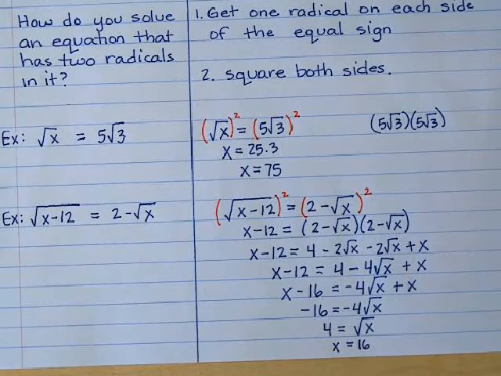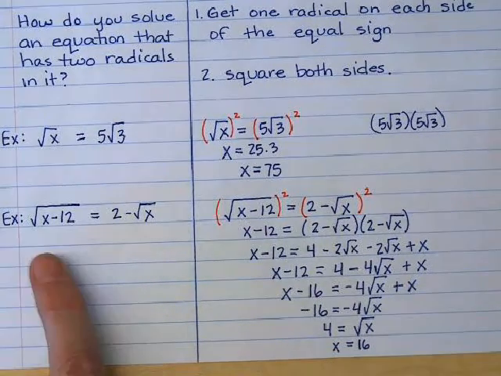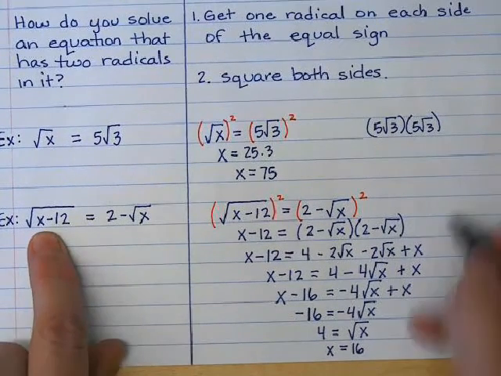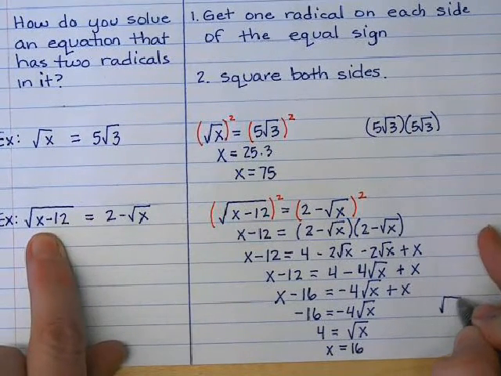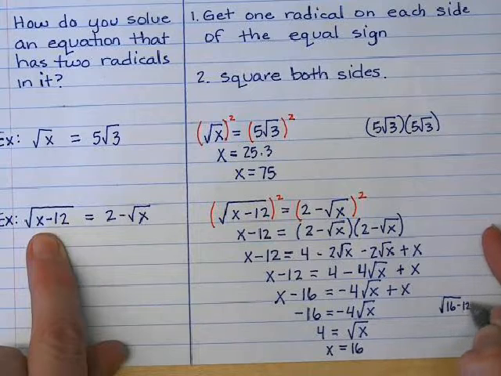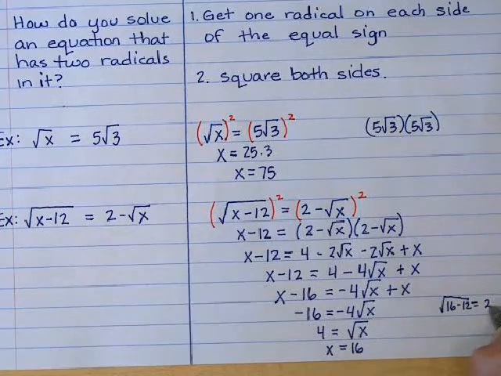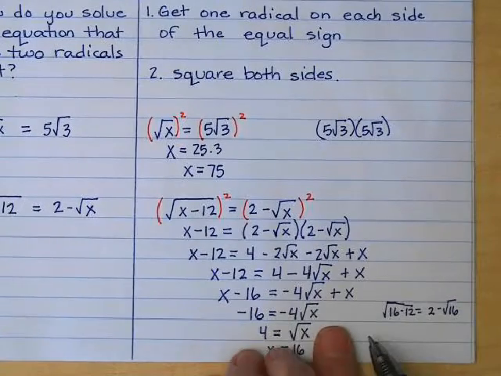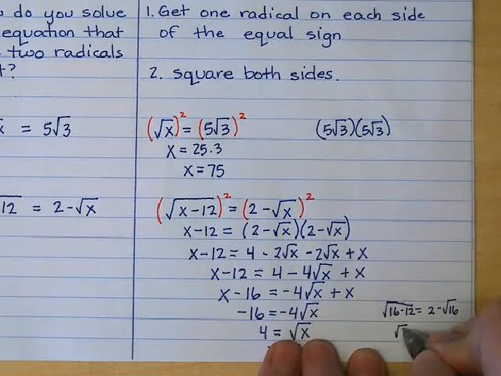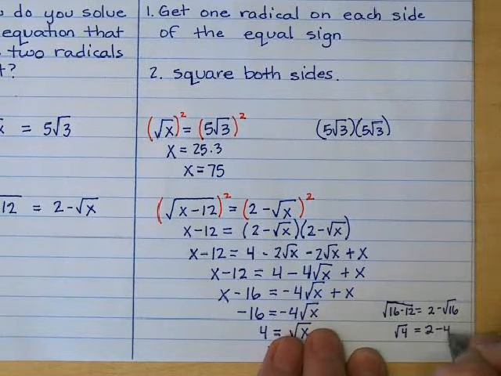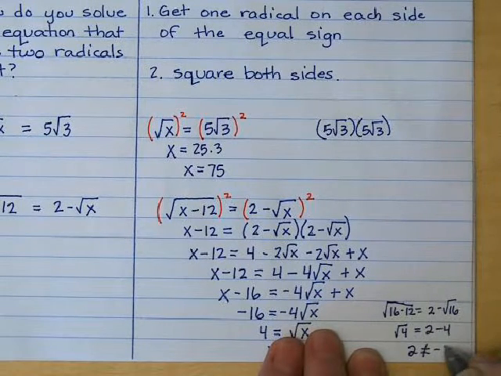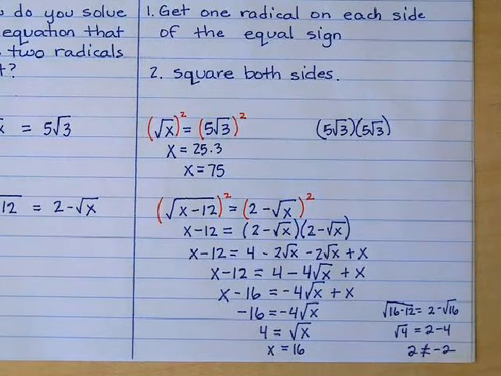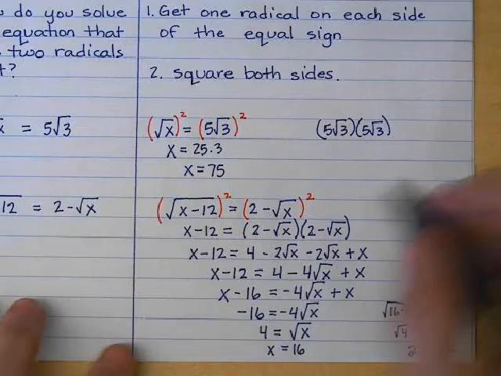Now, this one, I'm going to tell you, is extraneous. Look what happens when we plug it in. I'm going to plug in 16 right there. That becomes the square root of 16 minus 12 equals 2 minus the square root of 16. Well, 16 minus 12, that's 4, and 2 minus 4 is negative 2. So that tells us that the only solution that we have is an extraneous solution. So there is no solution.